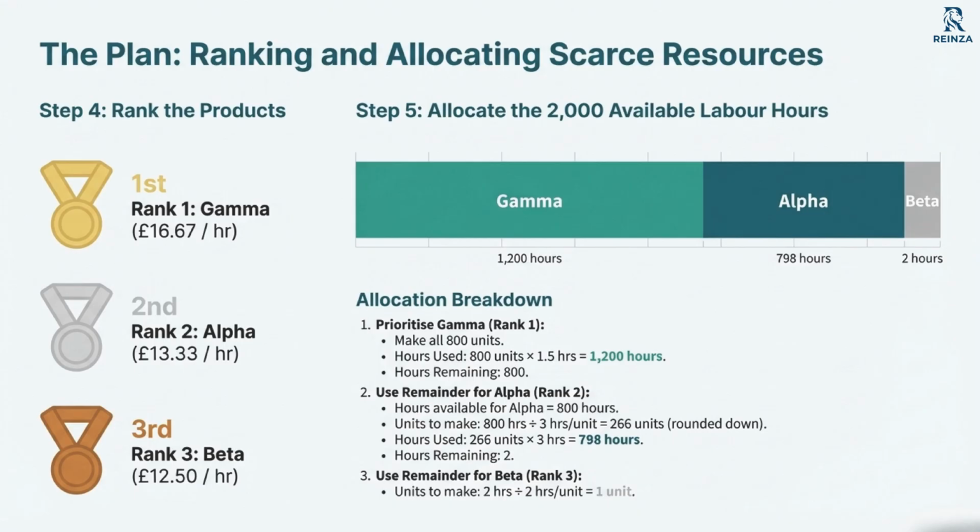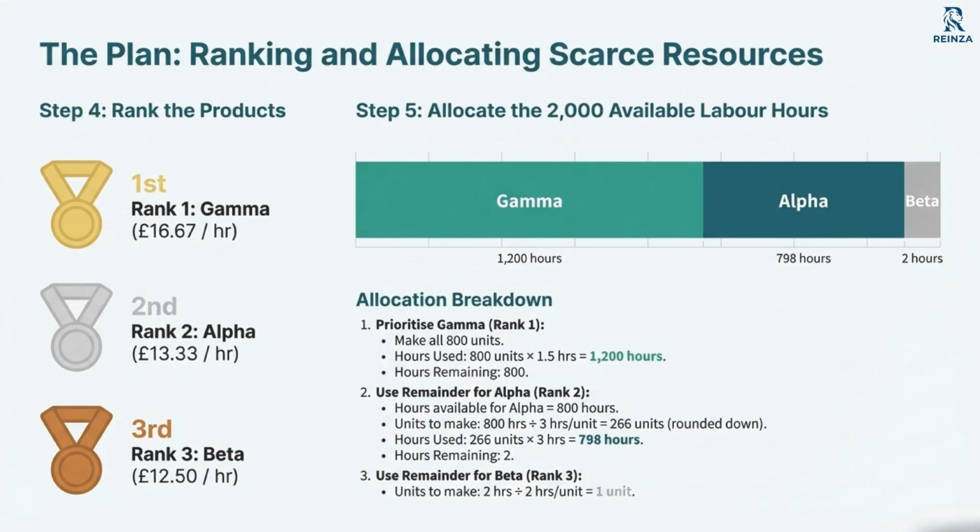We start with our top-ranked product, gamma. Maximum demand is 800 units. Each unit needs 1.5 hours. So we need 800 times 1.5, which equals 1,200 hours to satisfy all gamma demand. We have 2,000 hours, so we can make all 800 gamma units. Hours remaining: 2,000 minus 1,200 equals 800 hours left.